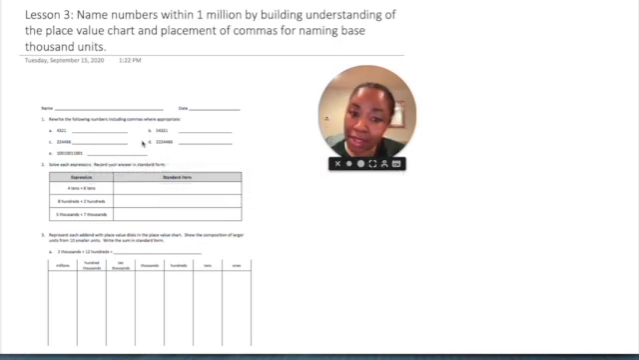I am Miss Thomas, and today we will continue working with place value. We are on lesson 3 of module 1. We are naming numbers within 1 million by building understanding of the place value chart and placement of comma for naming base 1,000 units. So we are increasing our units, and we are also learning placement of commas. Let's jump right into it.